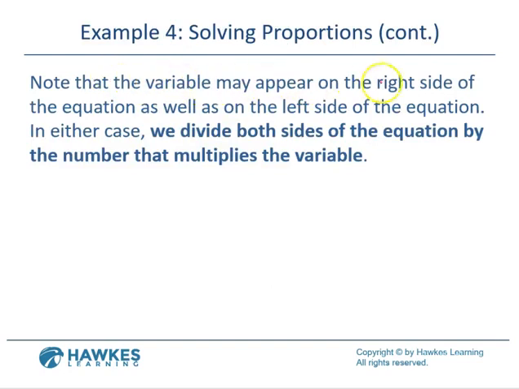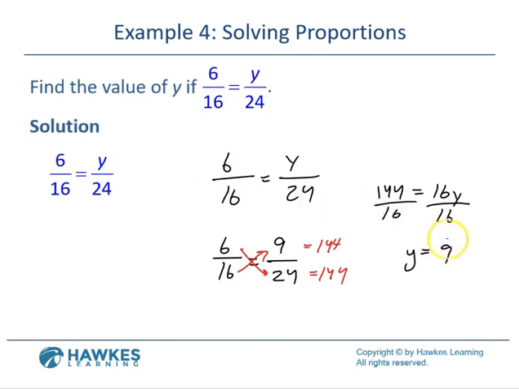Okay, so, and just a little example here. Note that the variable may appear on the right-hand side of the equation as well as the left-hand side of the equation. In either case, we divide both sides of the equation by the number that multiplies the variable. Basically, looking here, no matter what happens, whatever we're multiplying to this variable right here, because there's a little small multiplication symbol right there, okay?